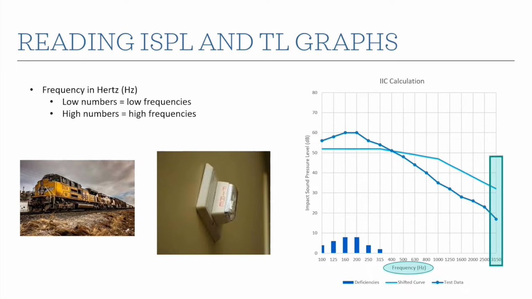And as I was looking for information, I found that some fire alarms, at least I think it's a standard, output a tone at 3,150 hertz, which is the upper limit of the IIC calculation. So maybe it gives you a little bit of an idea of what that frequency actually is.